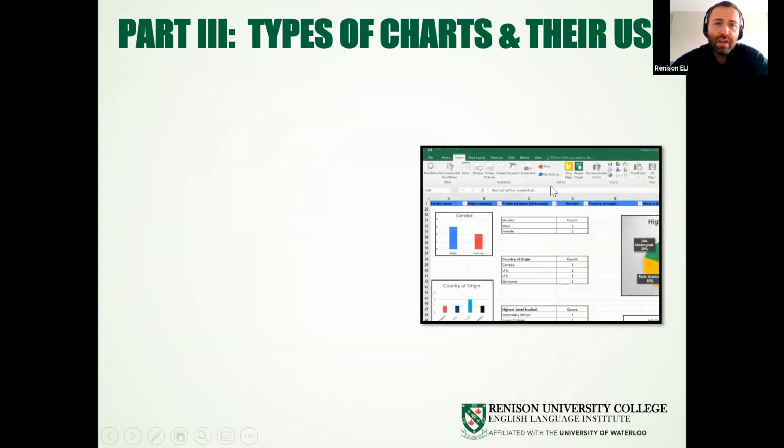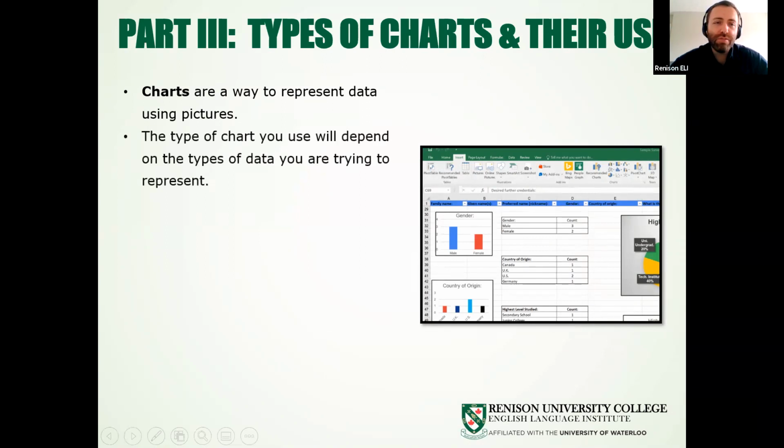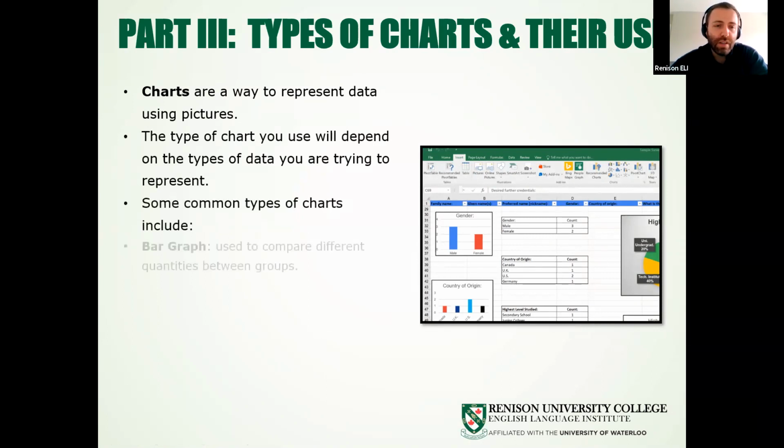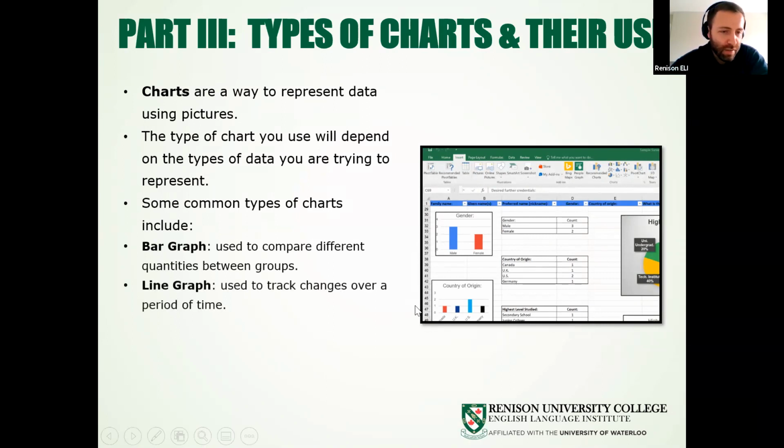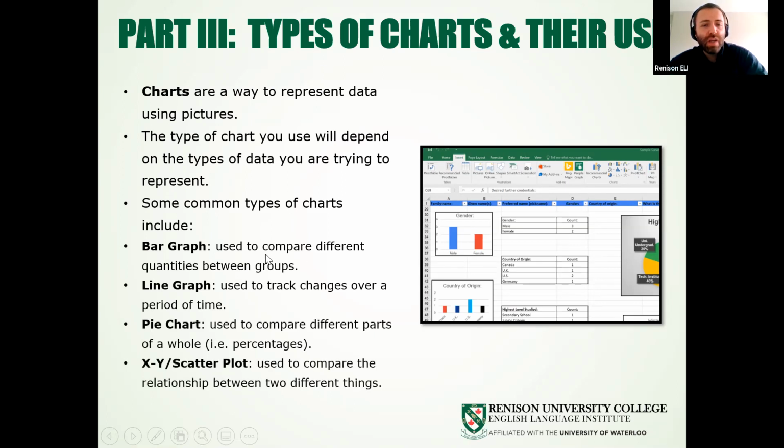So types of charts and their use. What is a chart? It's just a way to represent data using pictures. So it's more visually interesting, and you can quickly see at a glance what that data means. The type of chart you use will depend on the types of data you are trying to represent. Some common types of charts include the bar graph, line graph, pie chart, and the XY scatter plot.